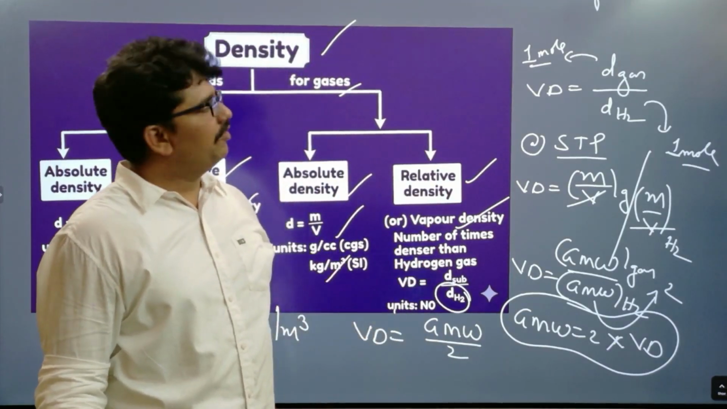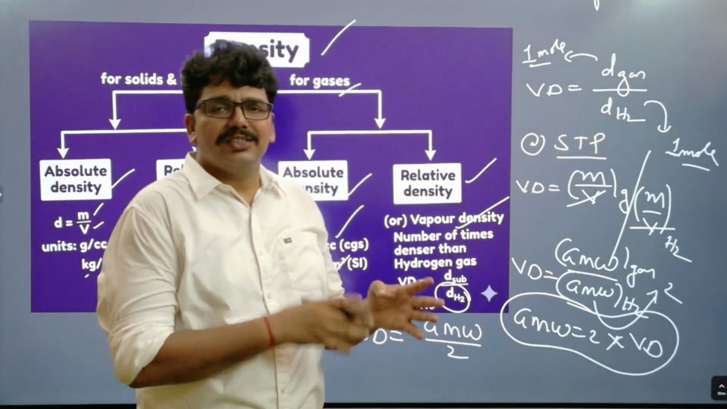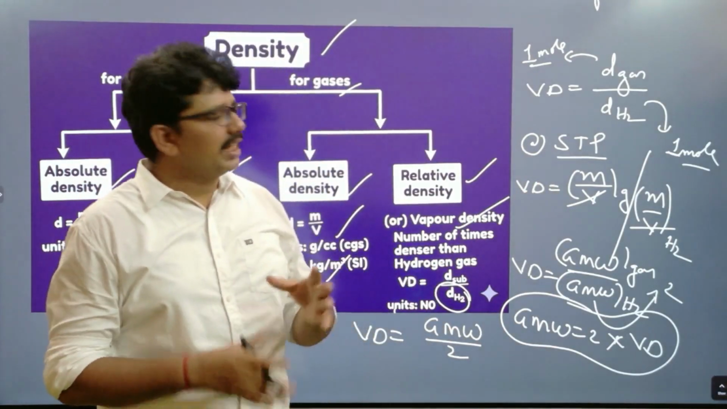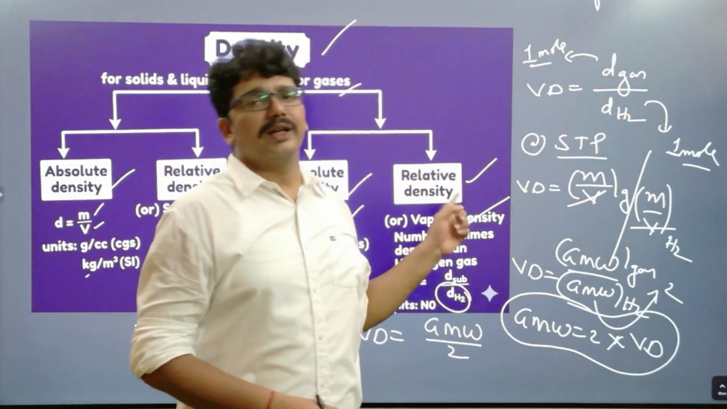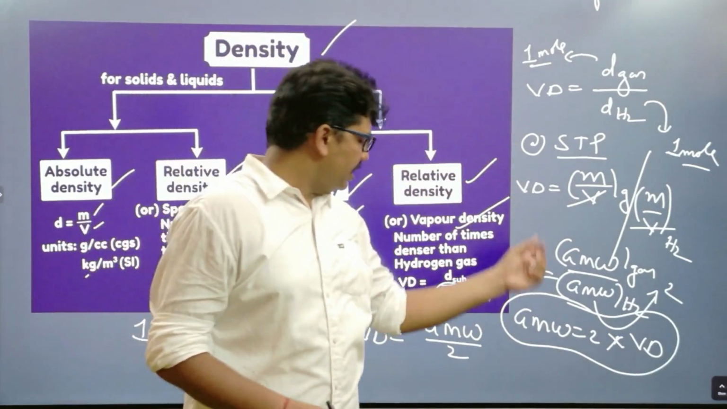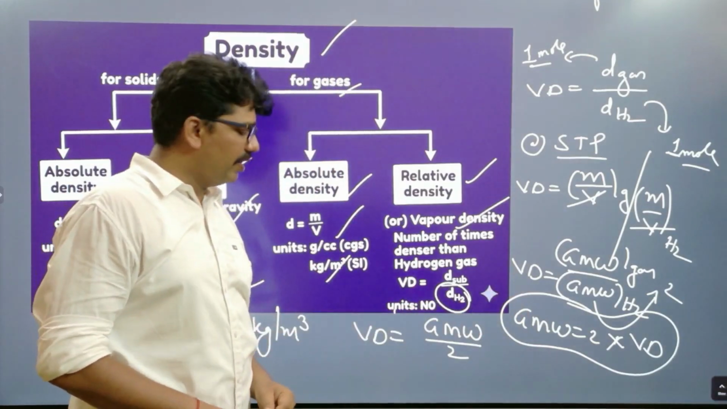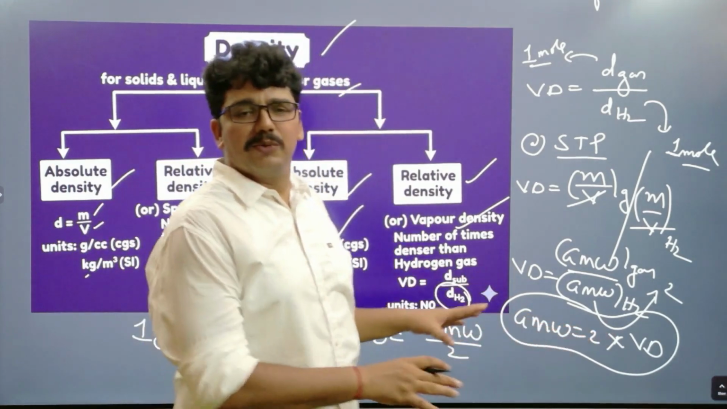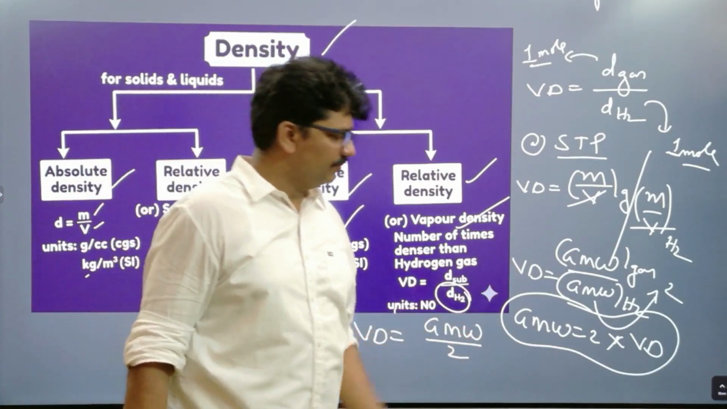What is the vapor density formula? Density of the given gas divided by density of hydrogen. How many times the given gas is more dense than hydrogen gas is the relative density or vapor density. And from this we got the formula: vapor density is equal to gram molecular weight by 2, and gram molecular weight is equal to 2 into vapor density. Remember, this is applicable only for gases.